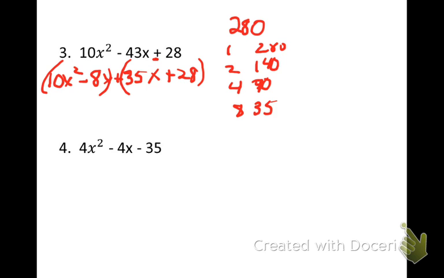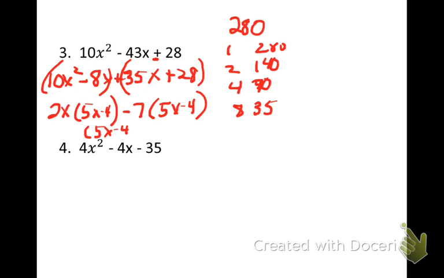Sorry, you can't see my negative, but that 35 is negative now. So here, what do I have in common? A 2x, leaving me 5x minus 4. And here, what do I have in common? I'm going to factor out a negative 7, leaving me 5x minus 4. So now I have the 5x minus 4 in common, leaving me 2x minus 7. And again, you can eventually get there by guess and check.